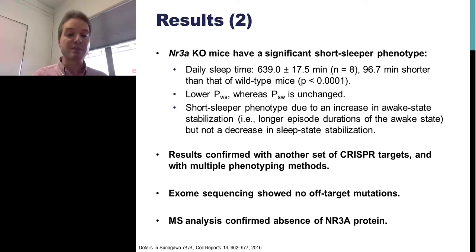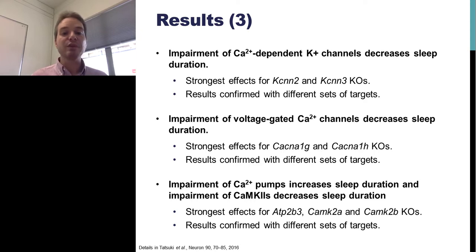The interesting thing is that because we have multiple targets thanks to our detection method, we were able to reproduce the results with a different set of 3 targets. Still, to make sure, we looked at off-target modifications, we couldn't find any. And then we did mass spec analysis and confirmed that the protein was absent. So we were able to really be sure that the phenotype that we were observing was because of that specific knockout.